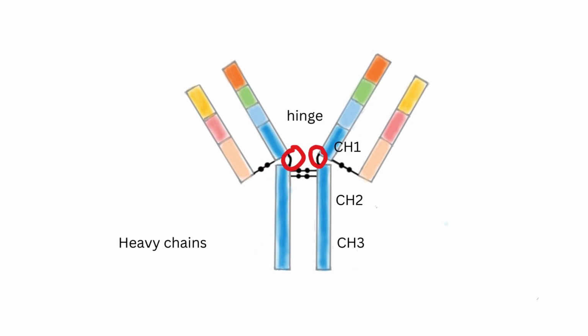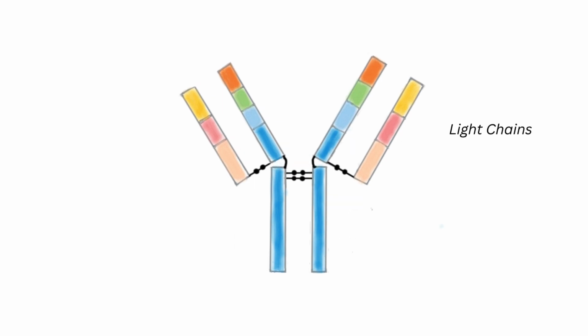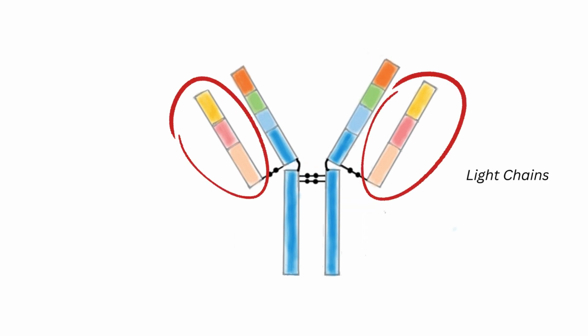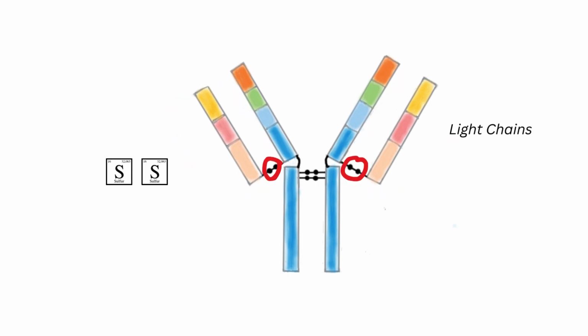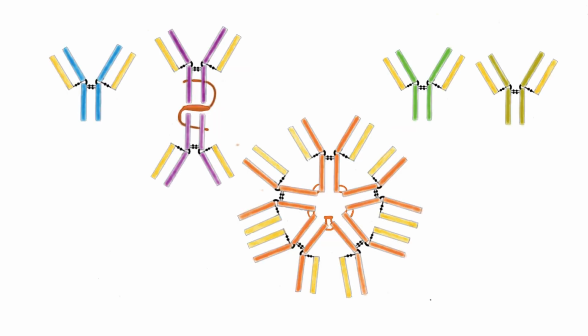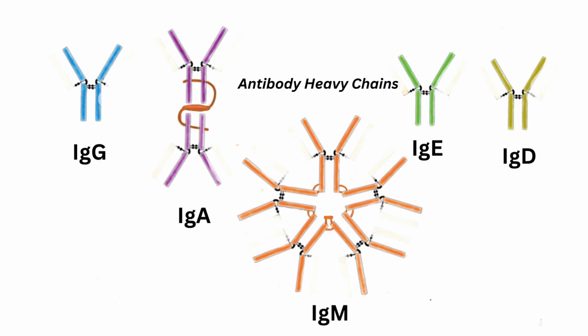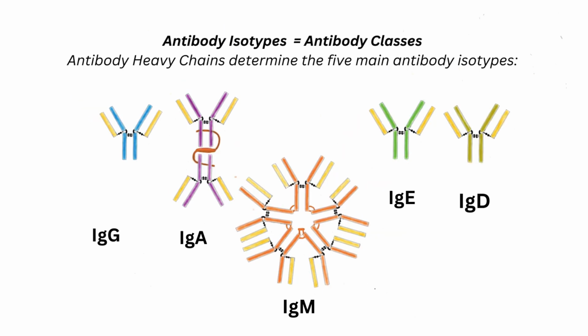Also note the hinge region of the heavy chains between CH1 and CH2. CH stands for constant heavy domain. Two light chains are covalently connected to two heavy chains by two disulfide bonds. So the heavy chains determine the antibody class and biological function. Known as antibody isotypes, the immunoglobulins differ in the constant regions of their respective CH1, CH2, and CH3 domains.